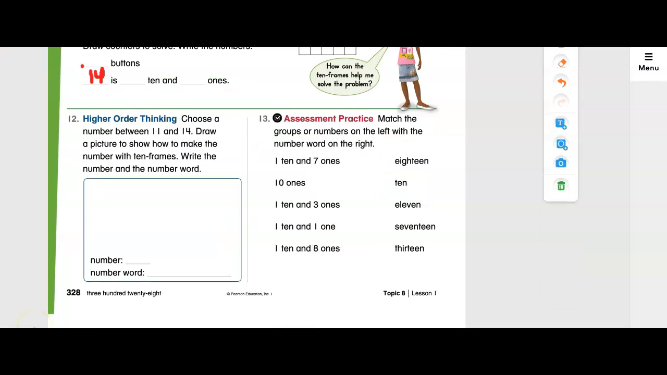For number 12, it says higher order thinking. Choose a number between 11 and 14. Draw a picture to show how to make the number with 10 frames. Then write the number in the number word. So you are going to be making a number between 11 and 14, and you can do this by drawing your 10 frames.